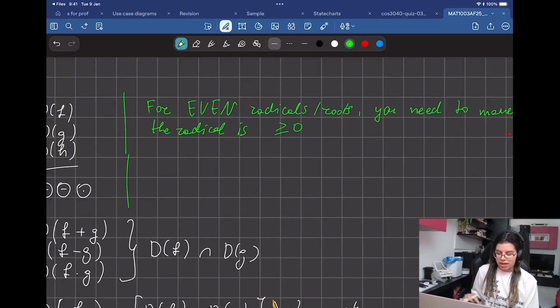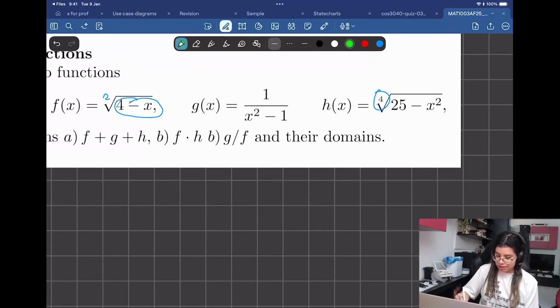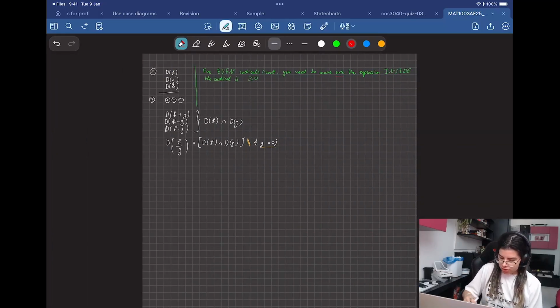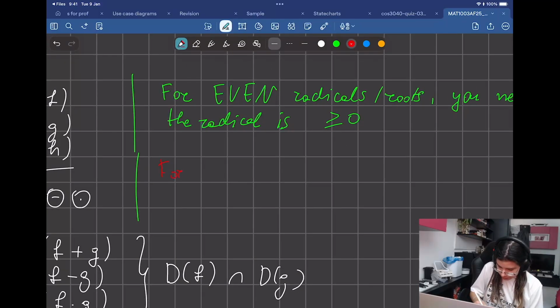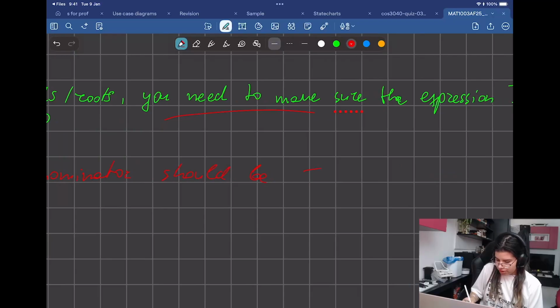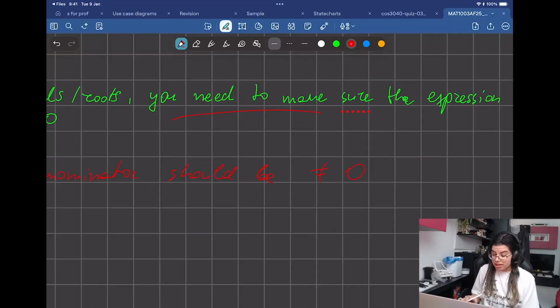Okay, anyway, that was the first rule. And then the second case is that you might have a fraction, and for fractions you just need to make sure that the denominator is different from 0, because we cannot divide by 0, right? So for fractions, you need to make sure that the denominator should be different from 0. Okay, these are the two main things.